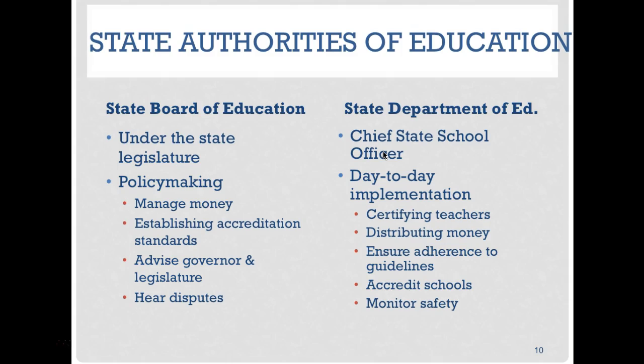The State Board of Education is the highest educational agency in the state. State boards ensure local school districts adhere to educational regulations, accredit schools, advise the governor and legislature, and collect data.